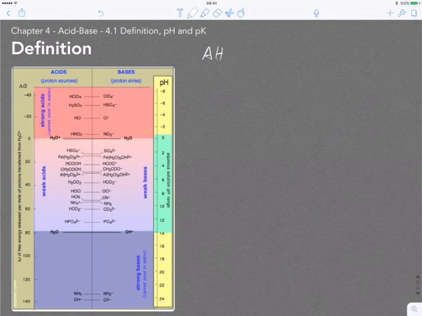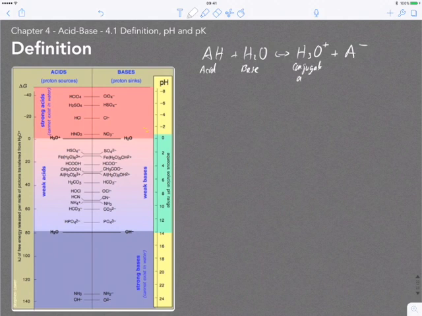of an acid, where you're dissolving this acid into water, and this will give you the hydronium ion plus some base. Again, this is an acid, this is a base, this is a conjugated acid for water, and this is a conjugated base.